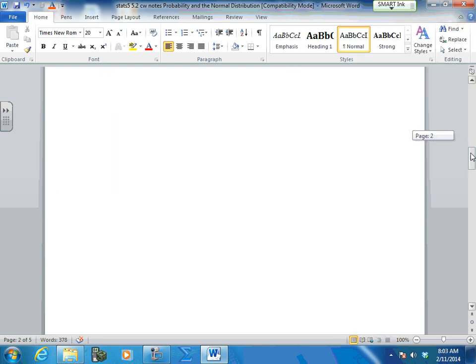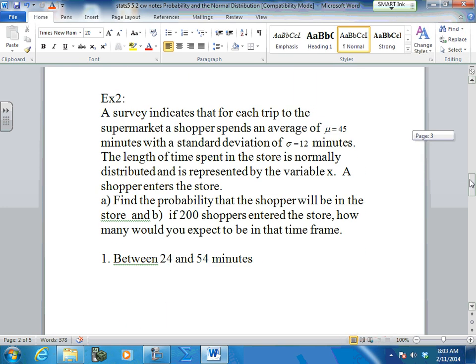All right. So let's try another one. A survey indicates that for each trip to the supermarket, a shopper spends, on the average, 45 minutes in the supermarket with a standard deviation of 12 minutes. The length of time is normally distributed. They have to tell us that, because if it's not, we can't use our z-scores, and it is represented by the variable x.